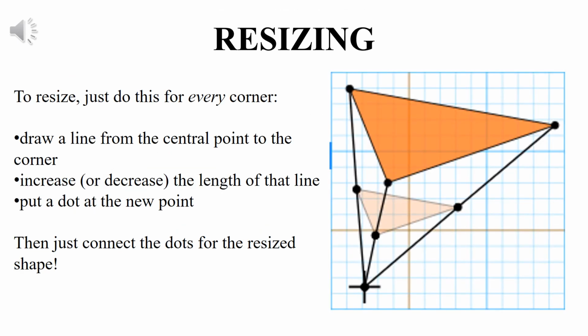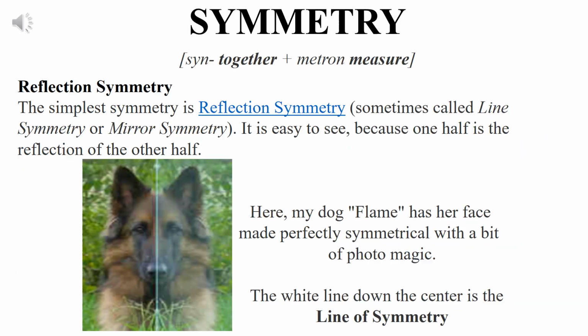To resize, just do this for every corner. Draw a line from the central point to the corner. Increase or decrease the length of that line. Put a dot at the new point. Then, just connect the dots for the resized shape.